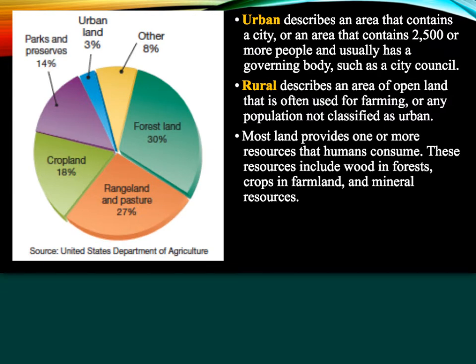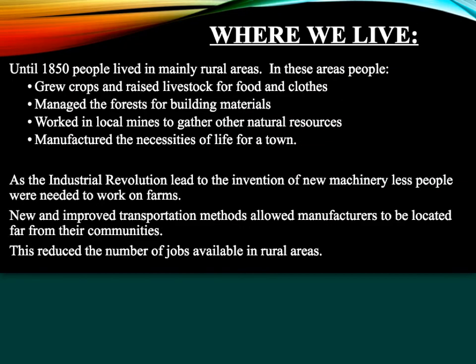And in the U.S., according to the laws, for urban land, you need 2,500 or more people, and it usually has a governing body, such as a city council or even a mayor, something like that. Rural is described as open land, and most land gives us resources we need. We need wood from forests, we need crops from farming, we need mineral resources, which could come from several of the different types of land. And land is very important to us.